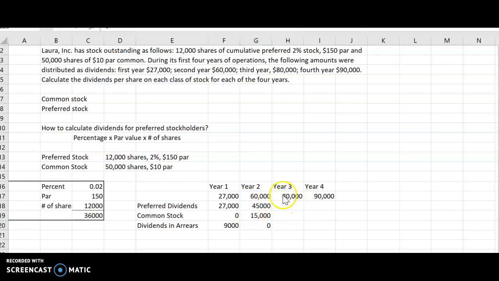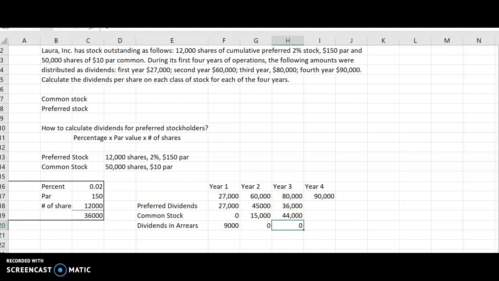All right, look at year 3. Looks like we have plenty. Preferred stockholders are going to get their full $36,000, and we will have no dividends in arrears. Okay, so we had $80,000. We paid out $36,000 to preferred, so common stockholders get $44,000.